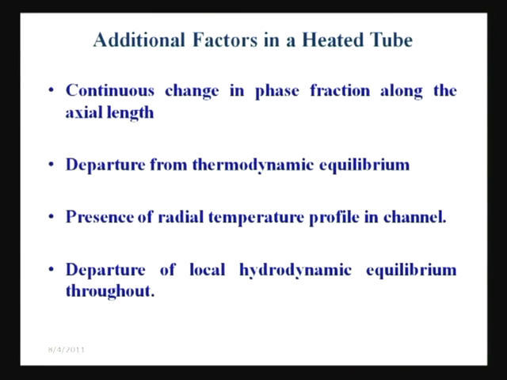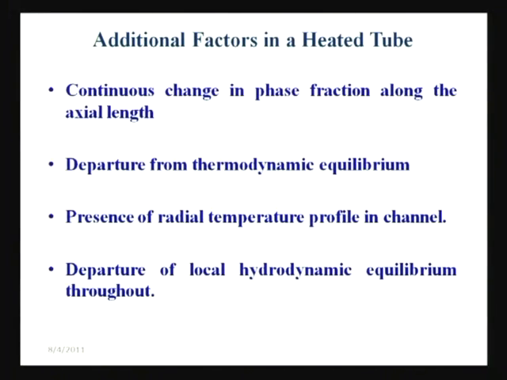So, for this particular thing, what happens is, even if we find that the liquid mean temperature is much below the saturated temperature, vapors start to occur because the wall is at a much higher temperature. The wall has exceeded the saturated vapor temperature, therefore, vaporization starts, but the mean temperature at any particular cross section is below the saturated temperature. So, the next thing is presence of radial temperature profile and departure of local hydrodynamic equilibrium throughout. So, due to these four factors, certain extra things come up in a heated tube when it is in a vertical position.